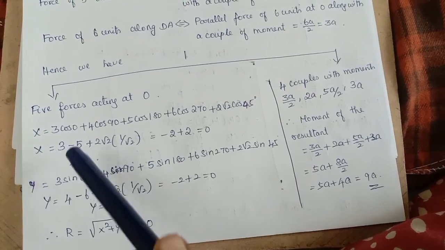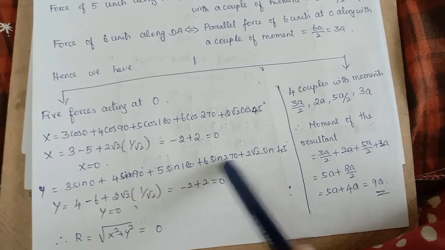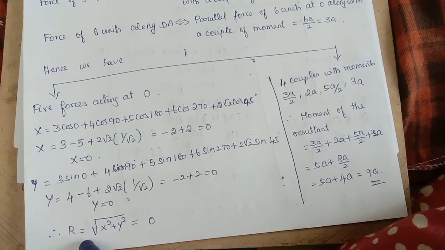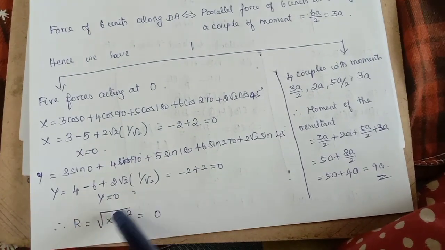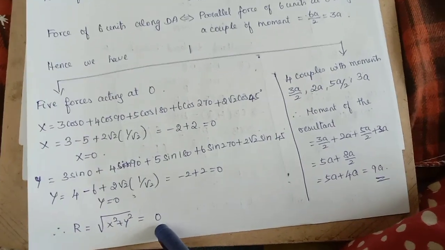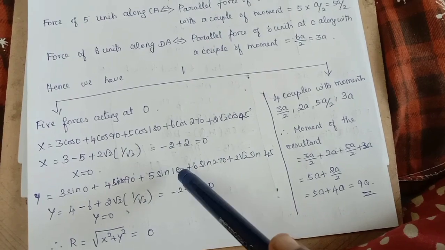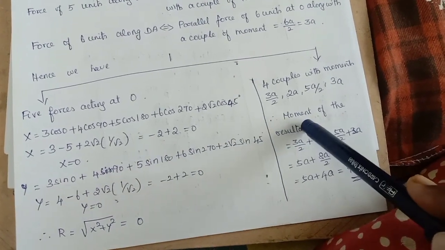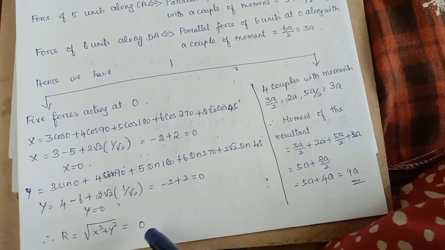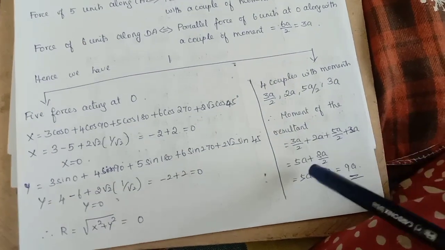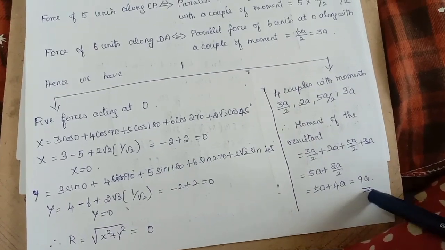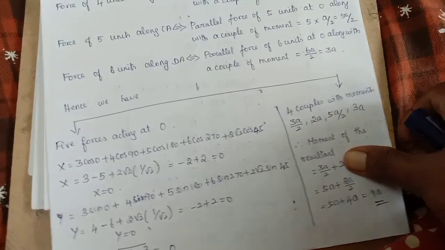Similarly, the vertical component is obtained by replacing all cos by sine. That is also equal to 0. So what is the resultant of all the forces? Square root of x square plus y square, which is equal to 0. So the 5 forces acting on the rigid body are reduced to 5 forces along with 4 couples. But this resultant is equal to 0, and this resultant is equal to a couple with a moment 9a. So the final resultant is this one only.